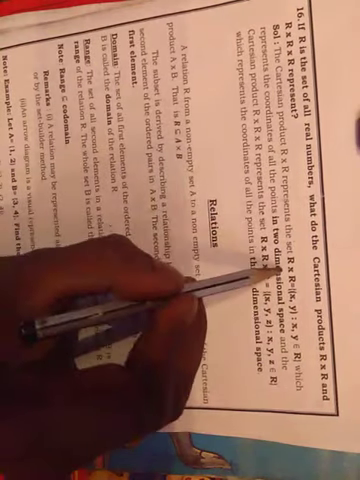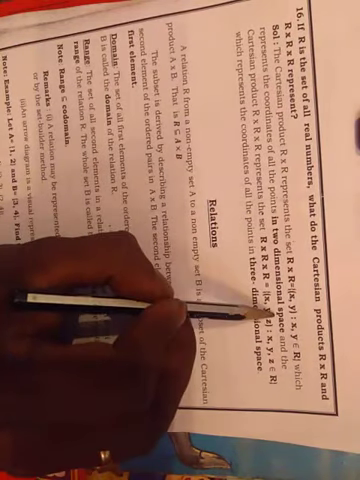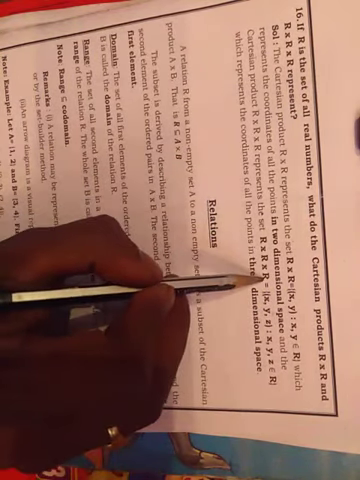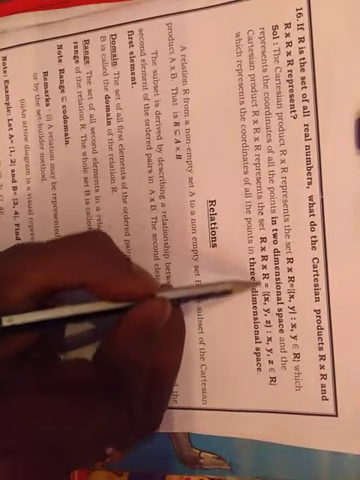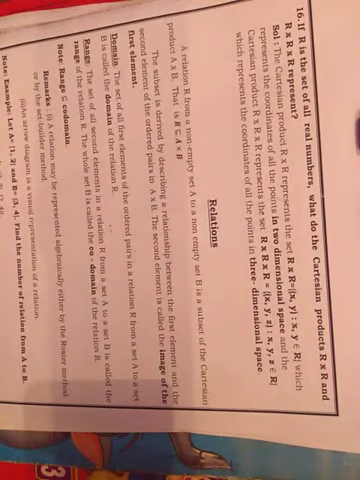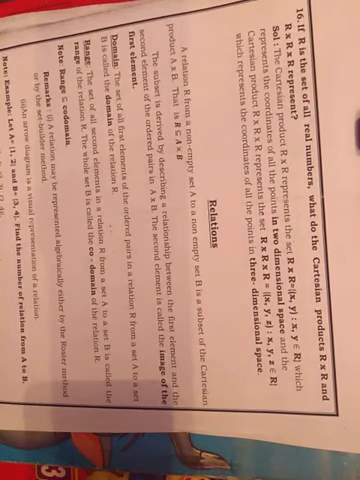And question number 16. If R is the set of all real numbers, what do the Cartesian products R cross R and R cross R cross R represent? R cross R is the two-dimensional space. The first element belongs to the first set, the second element belongs to the second set. R cross R cross R represents three-dimensional space, where the first, second and third elements belong to the first, second and third sets respectively. If an ordered pair is two-dimensional space, an ordered triplet is three-dimensional space.